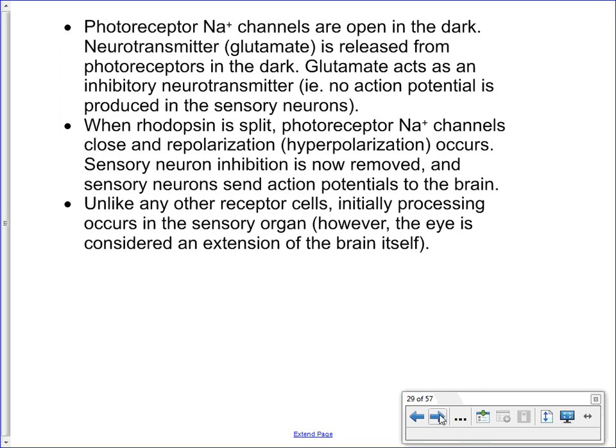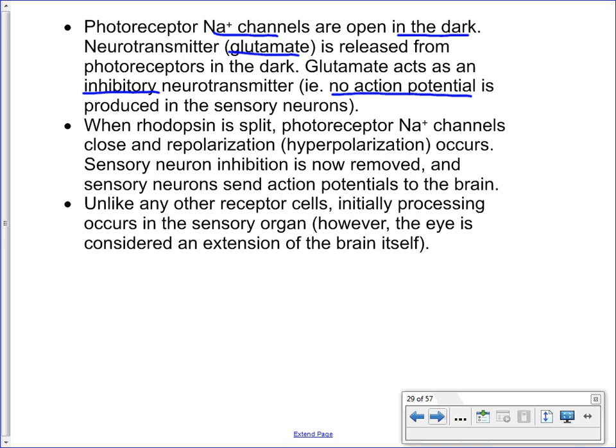So some details in terms of the chemistry of what is going on. It's a little bit backwards compared to what we've been talking about so far. In this case, with the photoreceptors, we would expect sodium channels to be closed in the dark, but in fact, the sodium channels are open in the dark. What those photoreceptors then do is release a neurotransmitter, which just happens to be inhibitory. So that means that there are fewer action potentials going to the brain.